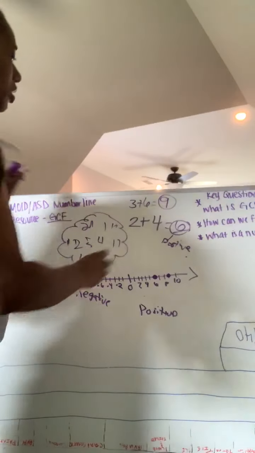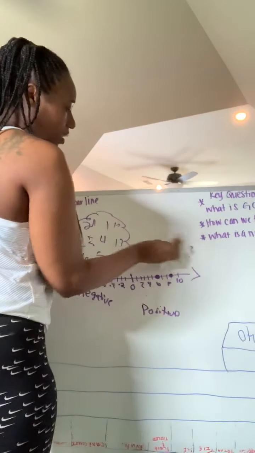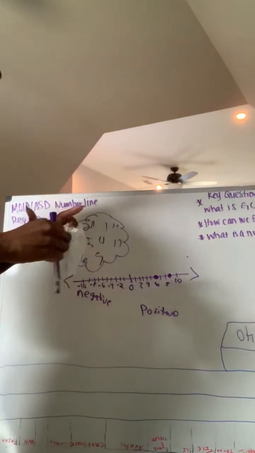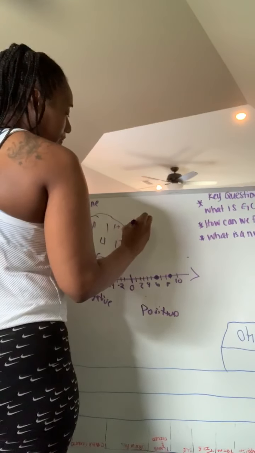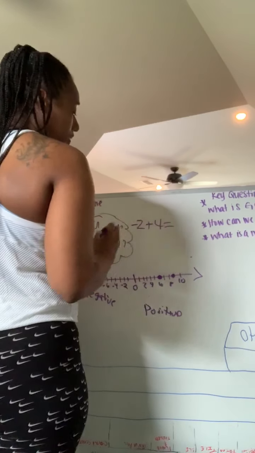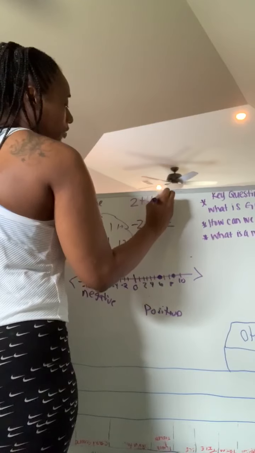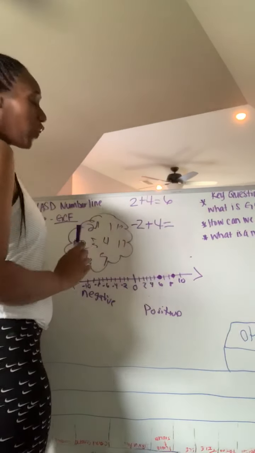So, let's say, what if we have negative numbers? Let's say we again have negative 2 plus 4. Now we remember positive 2 plus 4 equals 6. So what do you guys think negative 2 plus 4 is?